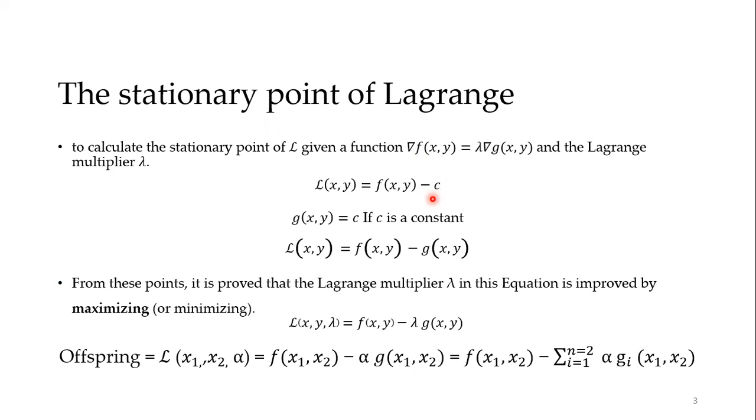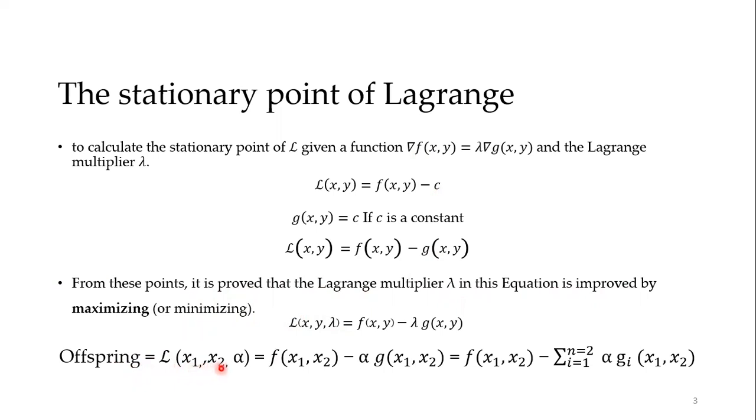the constraints that we need to respect in our equation. Thus g(x, y) equals c, and if c is a constant, the Lagrange multiplier equals the equation that we have minus the condition or constraints that we need to respect. So from these points, it is proved that the Lagrange multiplier lambda in this equation is improved by minimizing or maximizing.